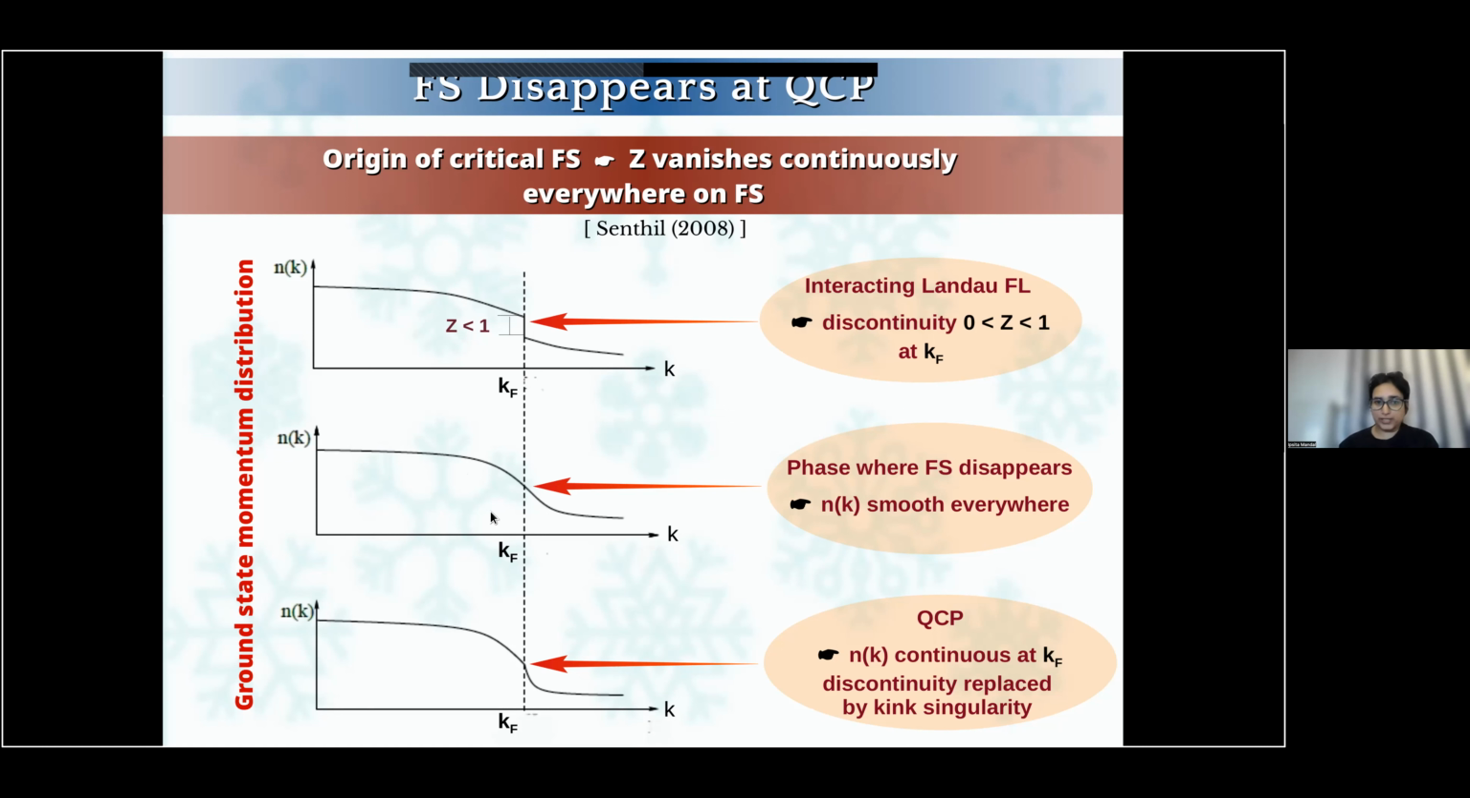But now imagine the situation when the first picture is changing into the second. That means Z has just gone to 0. In this case, N of k is continuous everywhere, but its derivative is discontinuous. That means the discontinuity has been replaced by a kink singularity. Therefore, we can still identify the position of the Fermi surface and the Fermi momentum by locating this kink singularity. But since Z has gone to 0, we can no longer meaningfully define the quasi-particles.